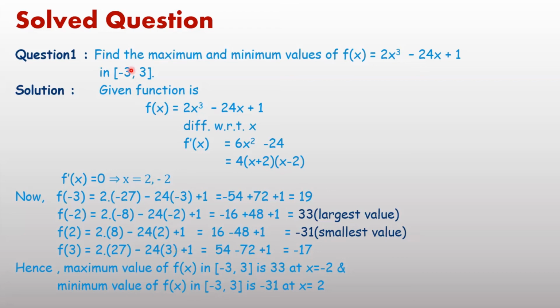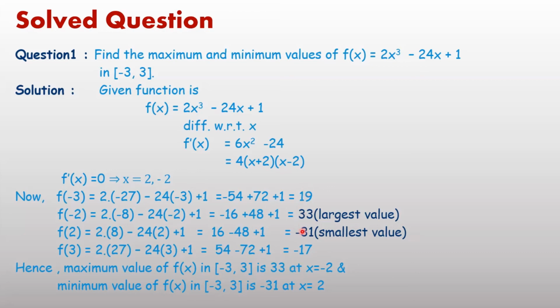So the extreme points of the interval are −3 and +3. The other values of x, after putting f'(x) = 0, you are getting 2 and −2. In this pattern, you are getting a total of 4 points. For all 4 points you have to find the value of the function: −3, −2, 2 and 3. The value of the function at −3 is 19. If x = −2, the value of the function is 33. If x = 2, the value is −31. At x = 3, the value is −17.